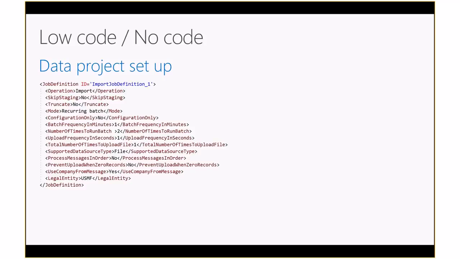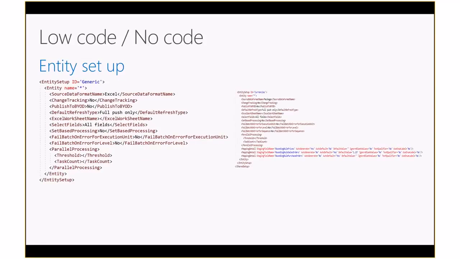The next piece is the entity setup itself. On similar lines to what we have seen so far, all the entity behavior is also defined as elements here: what format, whether change tracking should be set to yes or no, and whether this should be published to your bring your own database if you have those scenarios. All the other aspects of the entity behavior can be defined here, including the parallel processing settings.